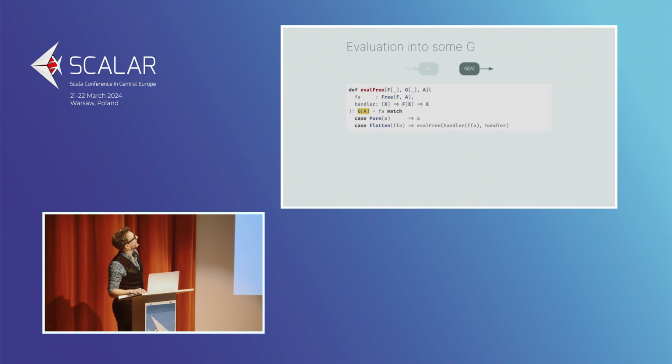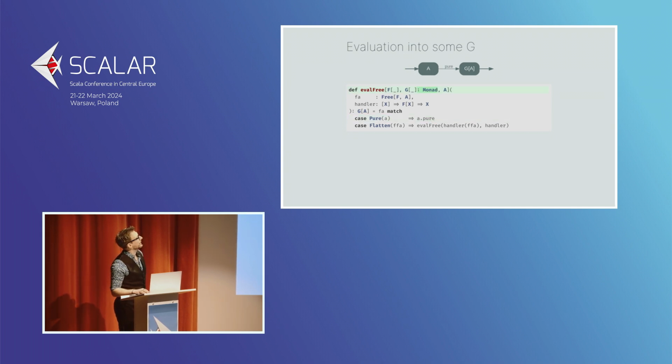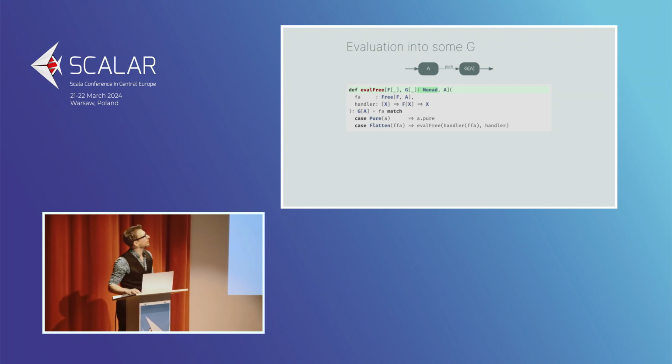In the case of pure, we have an A. We want to return J of A. It's very straightforward. We know that, don't we? How to go from an A to a J of A. We need pure. So I'm going to make J into a monad. Technically, it merely needs to be an applicative, but I know it's going to be a monad very shortly.